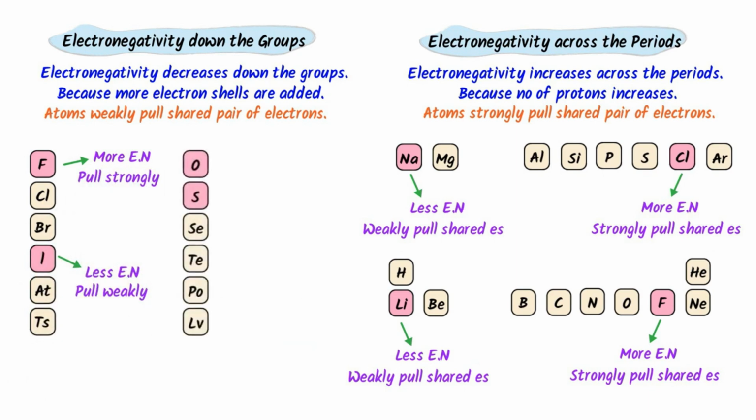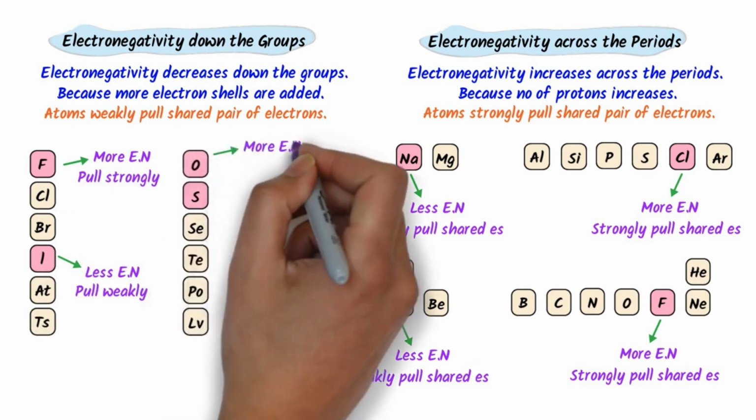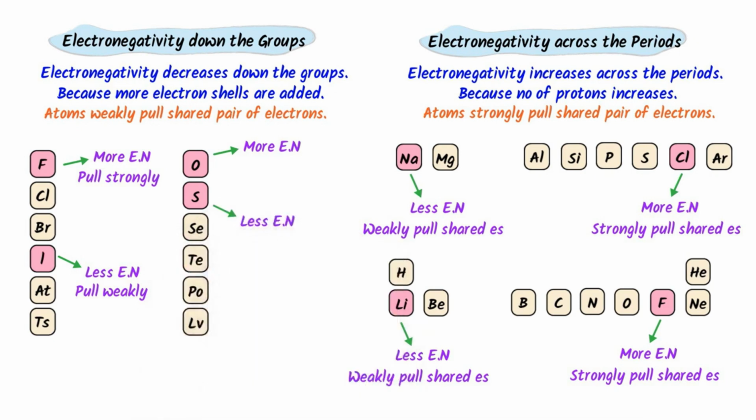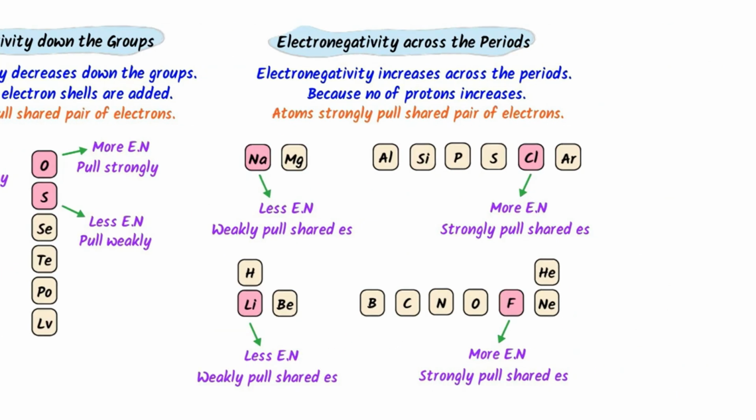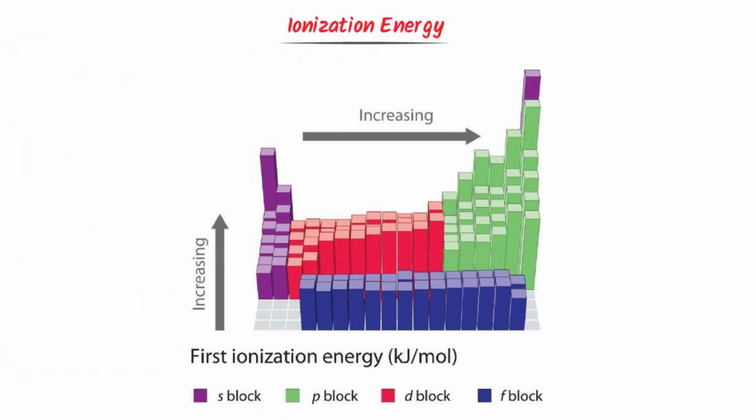Similarly, in group 6, oxygen is more electronegative than sulfur. It is because oxygen has smaller size and sulfur has larger size. Therefore, we say that electronegativity decreases down the group and it increases across the period. Hence, note it down. Now we will learn the trends of ionization energy in the periodic table.